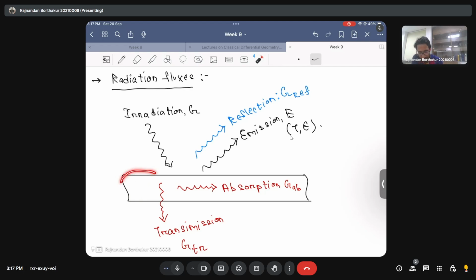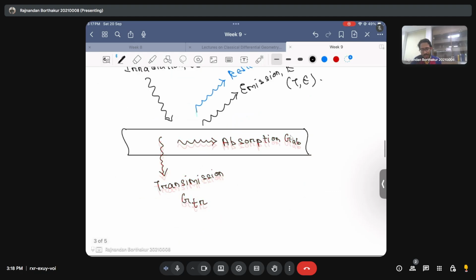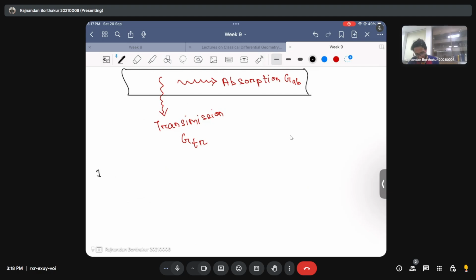So we'll consider a solid, and on this solid, you can see that there is an irradiation falling with a magnitude G. First of all, this irradiation is actually a flux, and we will start by trying to define what is irradiation. Okay, so the first thing, the irradiation, this is actually the incident radiation on a surface per unit area.